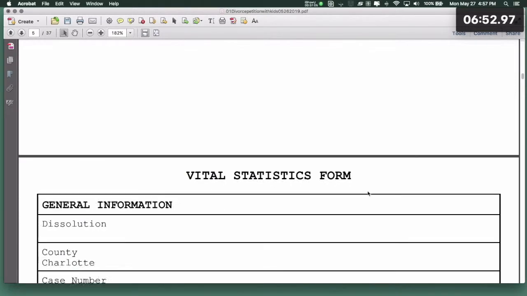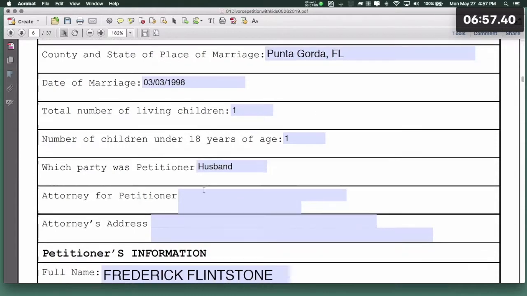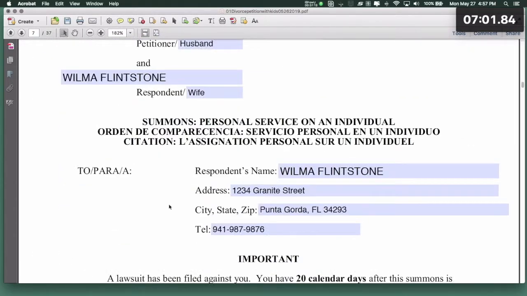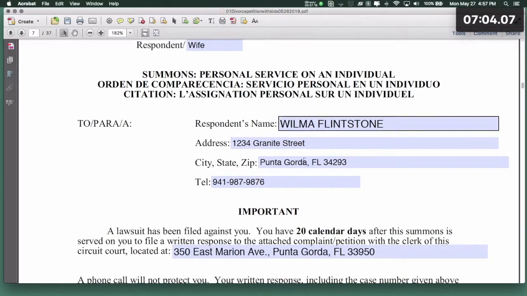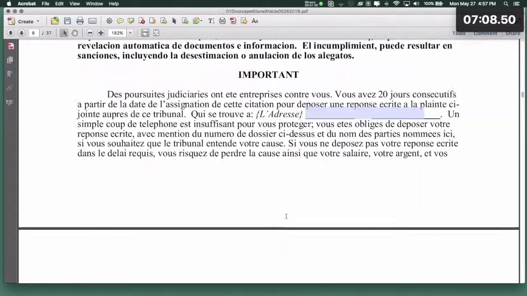All right, so you can see down here, this is all filled out for you. One child, petitioner's a husband, there's his name. See how all these fields are interlinked. Makes life easier on you. Everything's in here already. Look at that, done. With the clerk's packet, you'd have to fill it out over and over and over again.